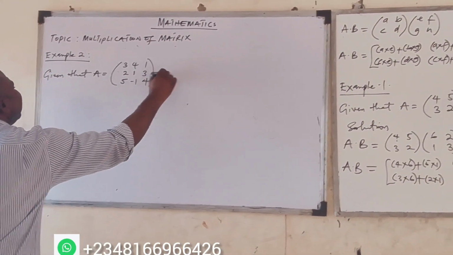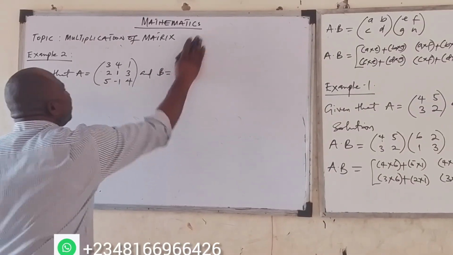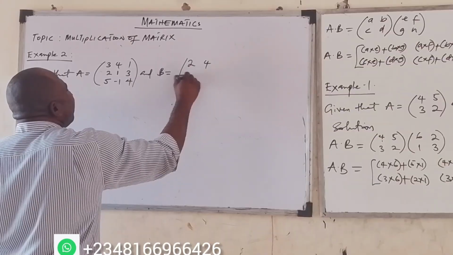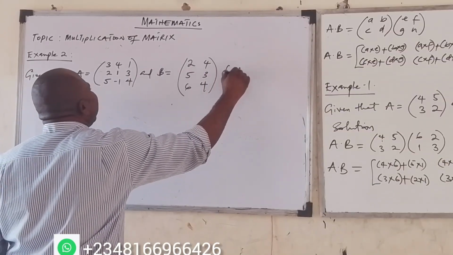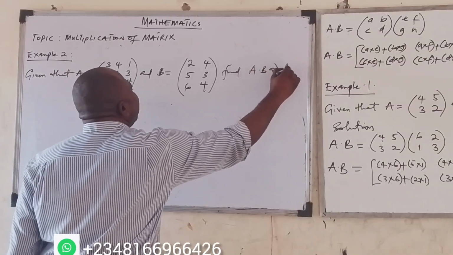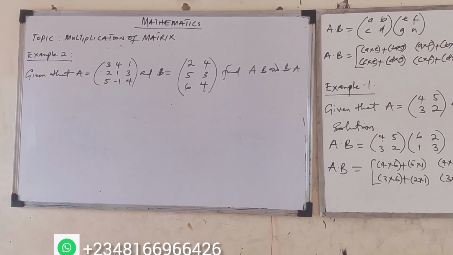And matrix B is equal to 2, 4, 5, 3, 6, and 4. Now the question is to find A dot B and B dot A. Now A dot B solution.